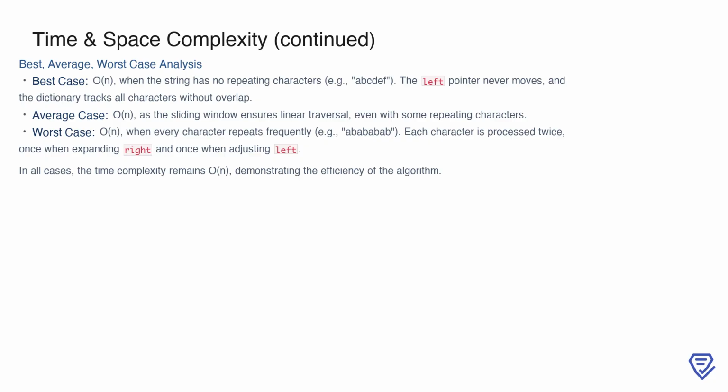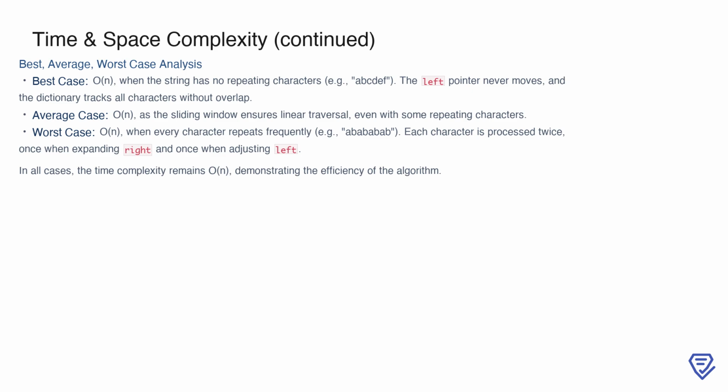In the best case, such as when the string has no repeating characters like A, B, C, D, E, F, the left pointer never needs to move, and the dictionary simply tracks each character as the right pointer expands. This results in O(n) time complexity. In the average case, where the string contains some repeating characters, the sliding window mechanism continues to ensure that each character is processed at most twice, maintaining a linear time complexity of O(n).